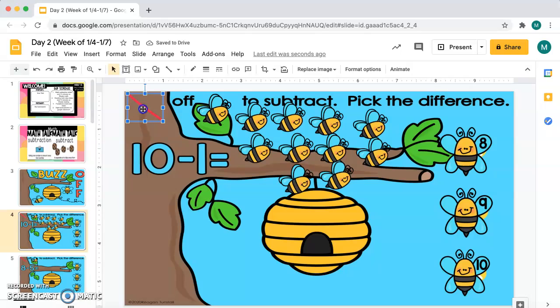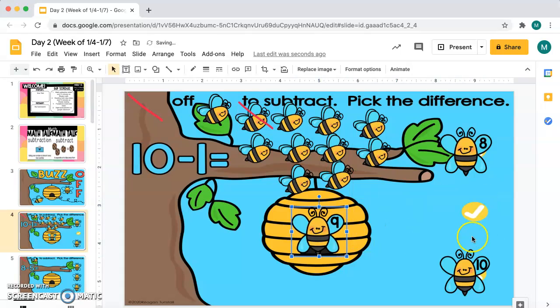I'm going to take this slash mark right here and I'm going to slash off the amount that it says. So 10 take away 1. So I'm going to take one of them away. So I slash that one out. So now I'm going to count how many I have left. 1, 2, 3, 4, 5, 6, 7, 8, 9. I have 9 left. So I'm going to move my bee to my hive. And it has a check mark right here to show that I am correct, that that is 9. So 10 take away 1 equals 9.